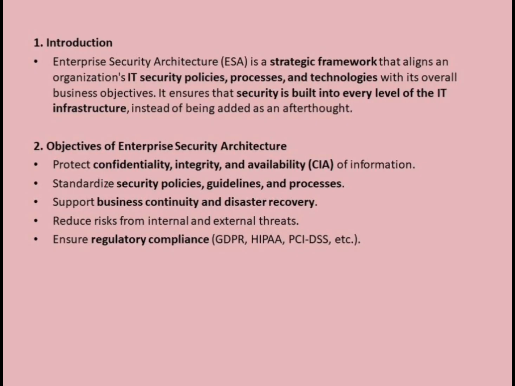The objectives of enterprise security architecture are very important for safeguarding information and ensuring business trust. First, ESA protects the confidentiality, integrity, and availability (CIA) of data. Confidentiality means keeping information private, like protecting customer passwords. Integrity means ensuring information is not altered by unauthorized people, for example, preventing hackers from changing transaction details. And availability means systems remain accessible when needed, like making sure online banking services don't go down due to cyber attacks.